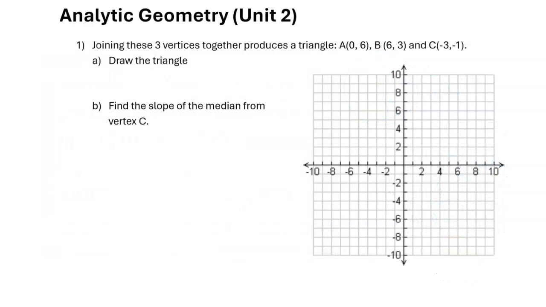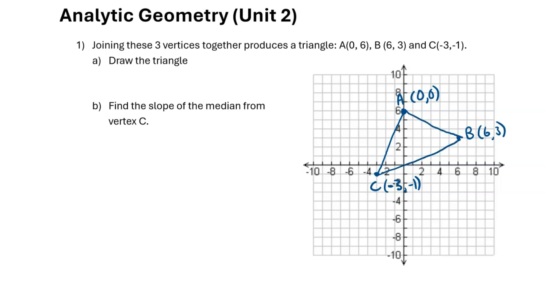The first question says, joining these three vertices together produces a triangle. We've got A, B, and C, and we're to draw the triangle. So what I'm doing is I'm just plotting each of those points. A is (0, 6), B is (6, 3), C is (-3, -1). And so making sure we're graphing the X, the horizontal, and the second coordinate is the Y, the vertical value. So then we plot the 3 points and join them together to form a triangle, and you can see that triangle ABC forming as shown.